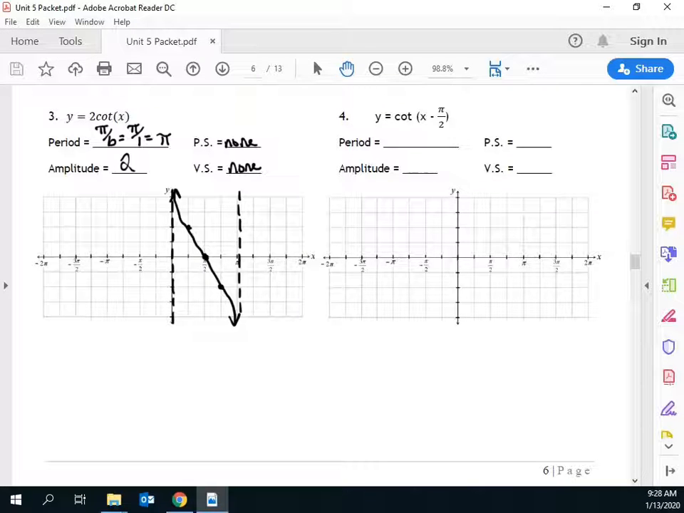Next one. Period of pi over b again, which is pi over 1, which is pi. Amplitude, 1. Phase shift. Is there a phase shift here? What is it? Good job, Cameron. And is there a vertical shift? Nope.